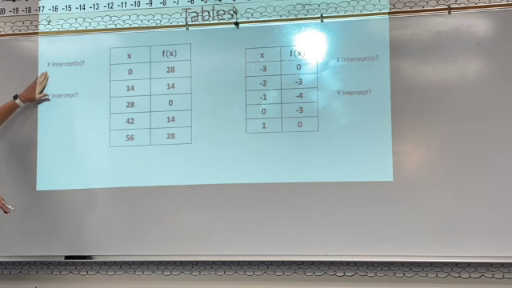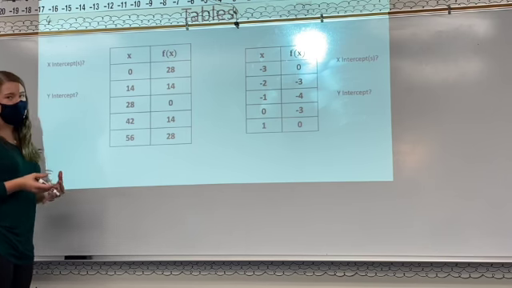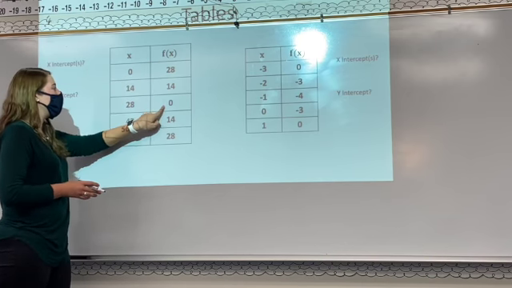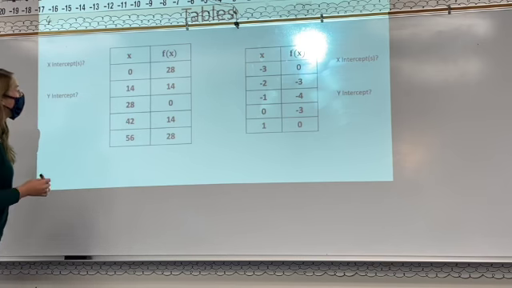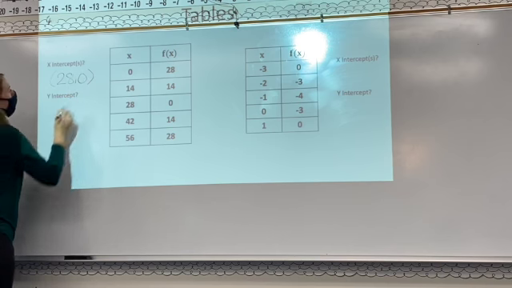In order to find our x-intercept on this table, we need to find the point where our y value is at 0. So if we take a look in our y value column, we'll notice that our y value is at 0 right here. So the way we would write that is (28, 0).